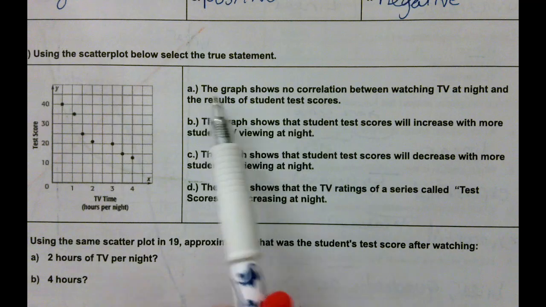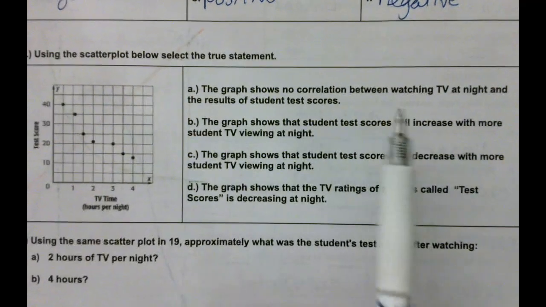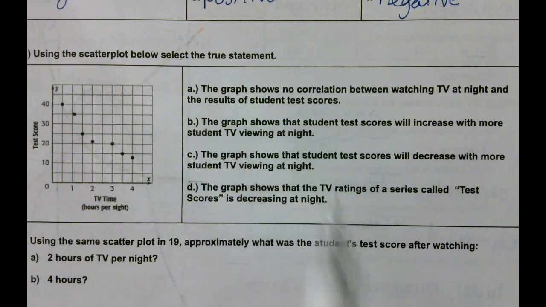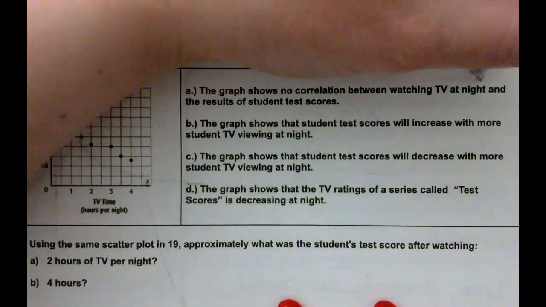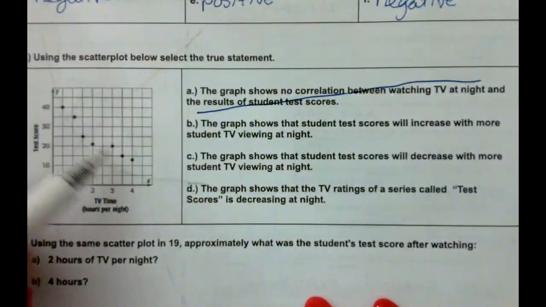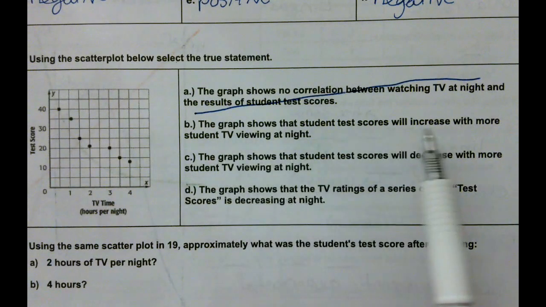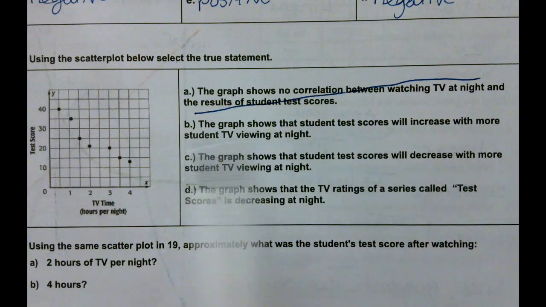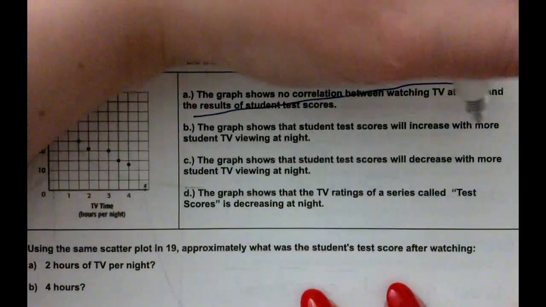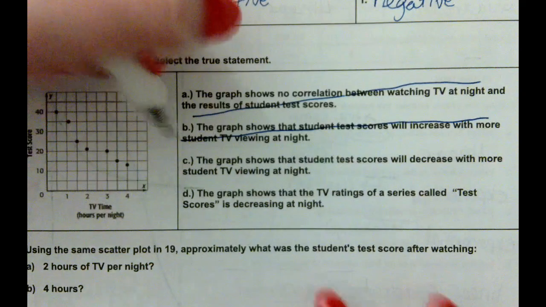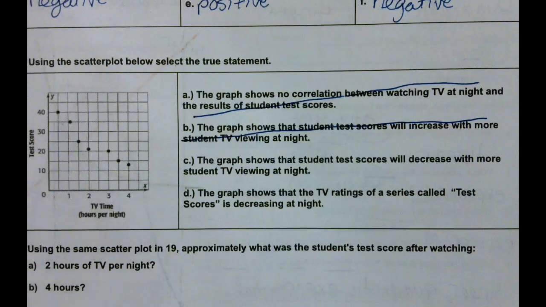A, the graph shows no correlation between watching TV at night and the results of student test scores. I would disagree with that. There's a clear pattern here. B, the graph shows that student test scores will increase with more student TV viewing at night. I disagree. One, that logically makes no sense, and two, the graph says differently. You watch more TV, you're not going to do as well on that test.